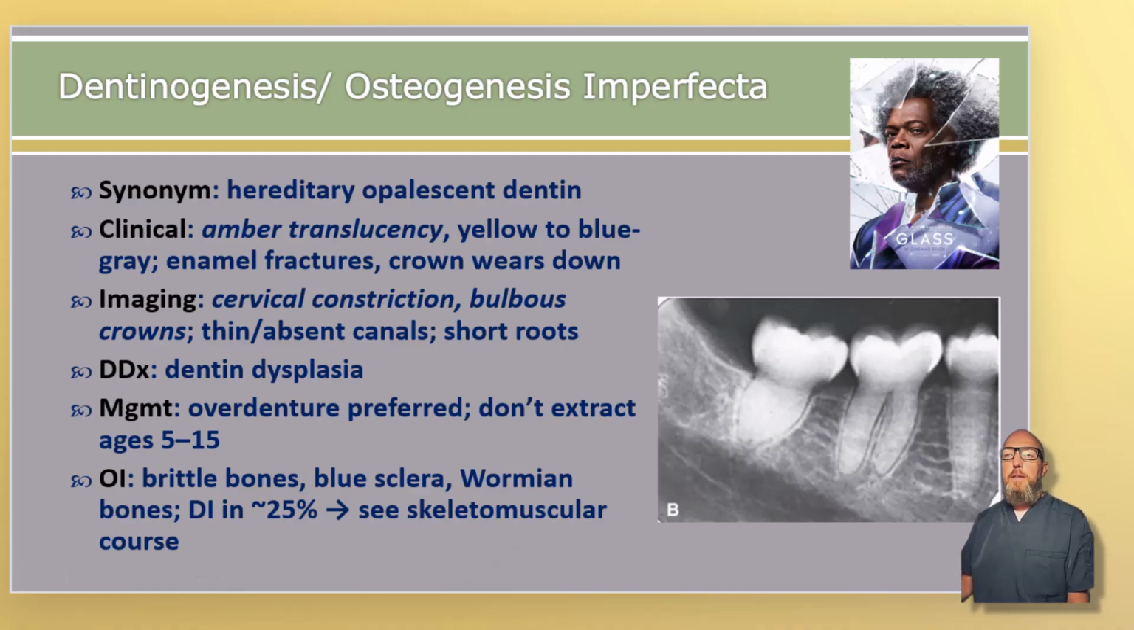And then management for these teeth is pretty tough. They can be fairly compromised because of the effect on the roots, and so overdenture is preferred. Try to avoid extracting ages 5 to 15. Then as far as osteogenesis imperfecta, like I said, we'll cover that in another lecture. Just know that's the brittle bone disease where the patients have multiple fractures associated with blue sclera. And about 1 in 4 cases have dentinogenesis imperfecta with the osteogenesis imperfecta.